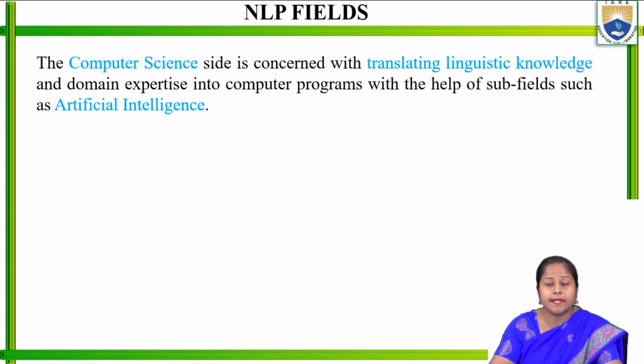The computer science side is basically concerned with translating the linguistic knowledge and domain expertise. The domain expertise from different subjects is used in computer programs with the help of subfields such as artificial intelligence. In this way, computer science and linguistic science are used as different NLP fields.